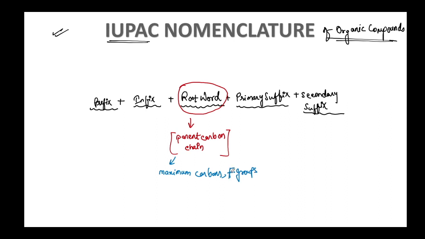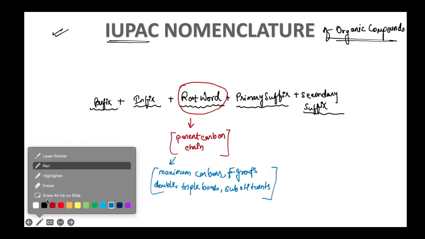Or maximum number of double bonds or triple bonds, or maximum number of substituents. That is our parent carbon chain. So this is what I'm writing, guys. See, the arrows are going to move in this direction. First, what is the root word? It is the parent carbon chain. And then how is the parent carbon chain selected? By maximum number of carbons, functional groups, double or triple bonds, or substituents. This is what you are going to remember about the root word.